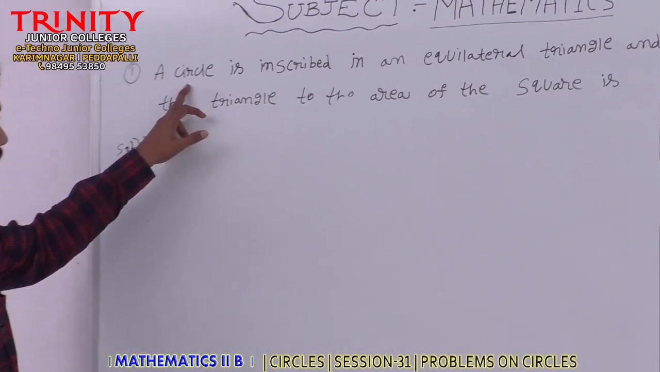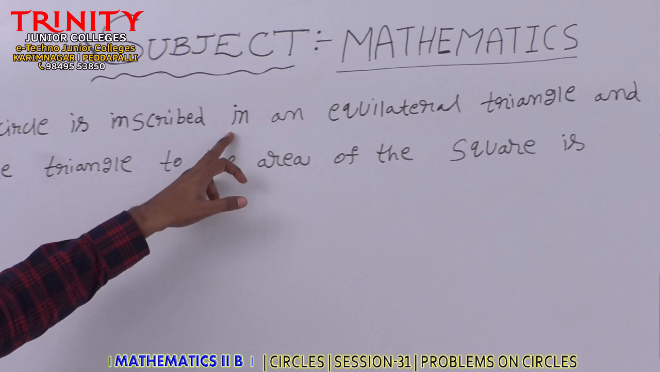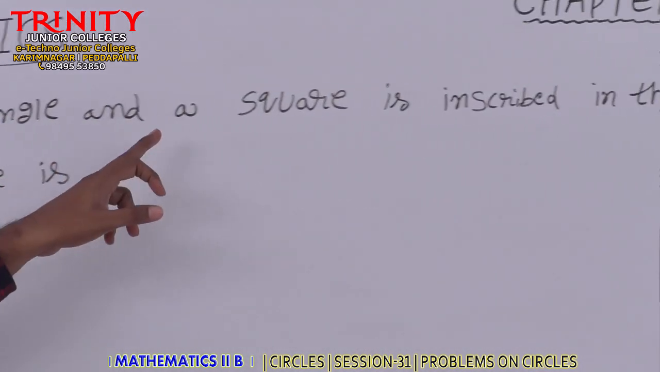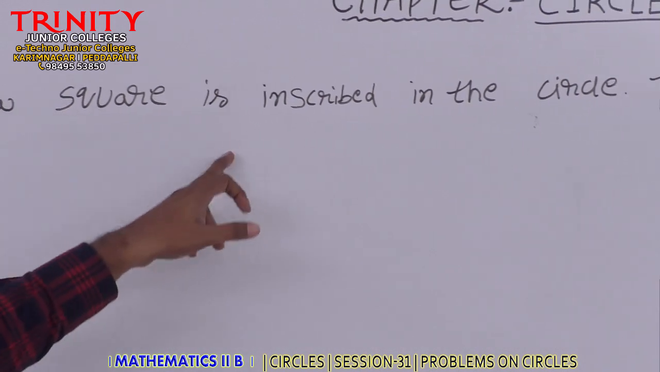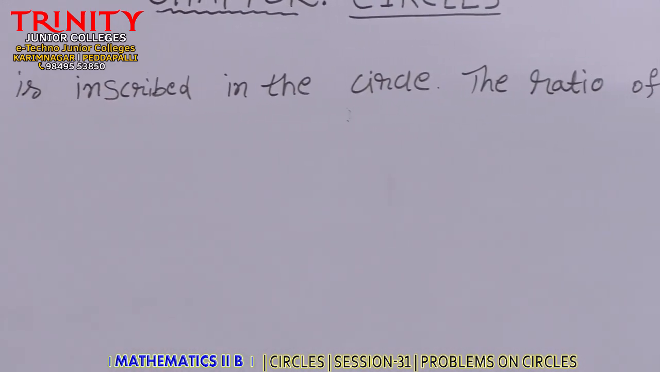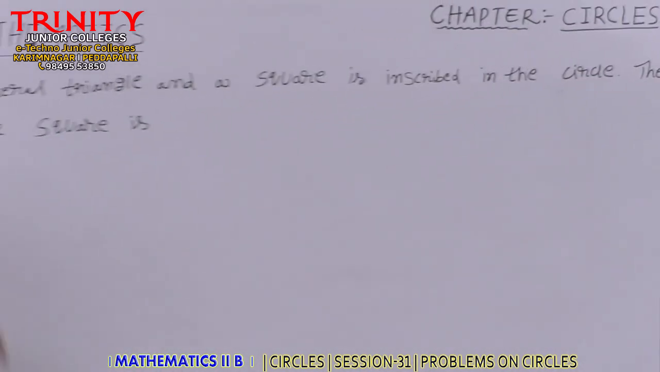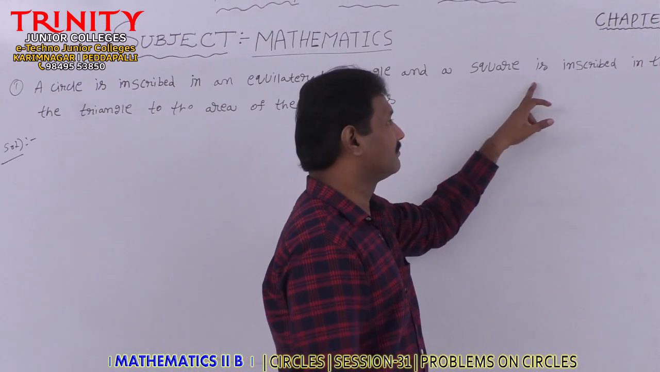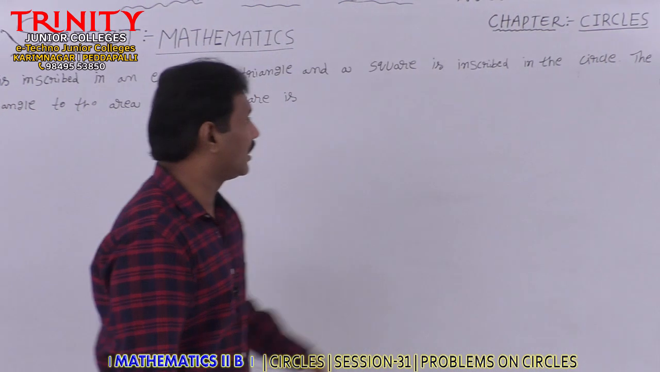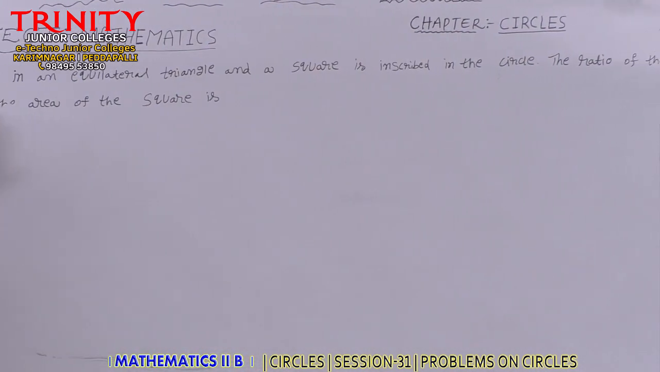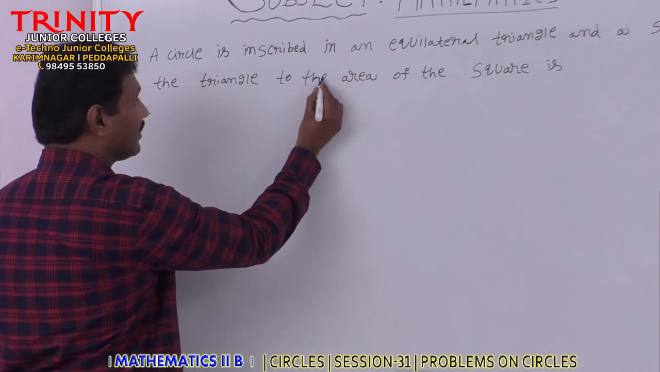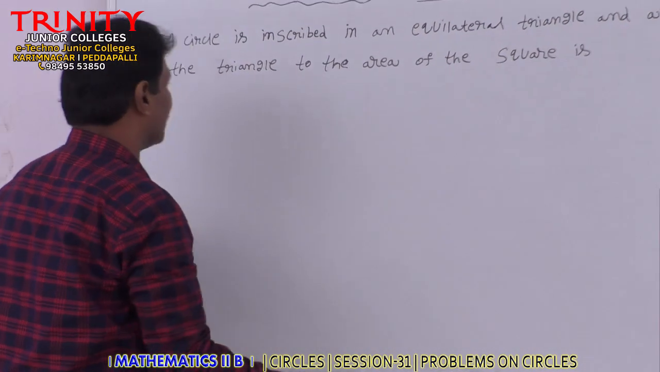A circle is inscribed in an equilateral triangle and a square is inscribed in the circle. The ratio of the area of the triangle to the area of the square is?